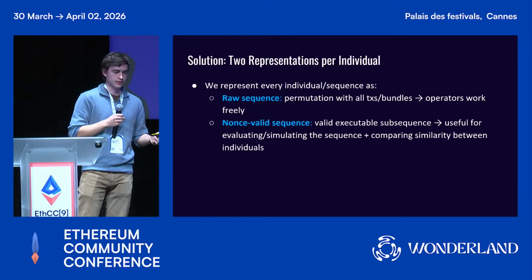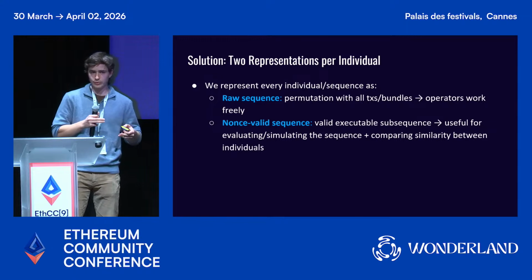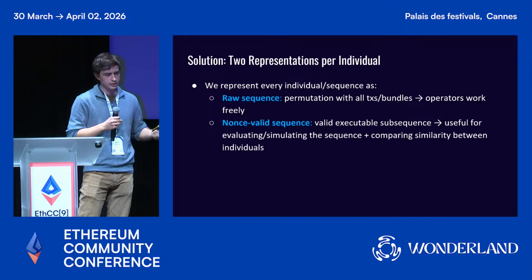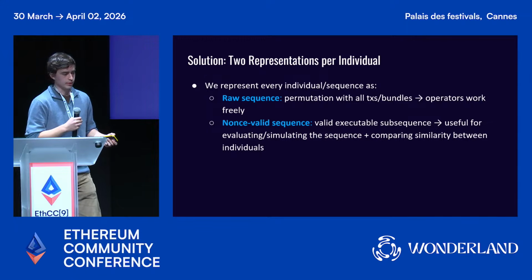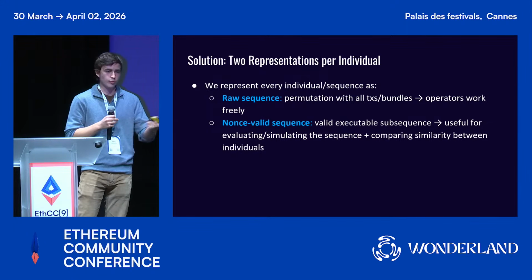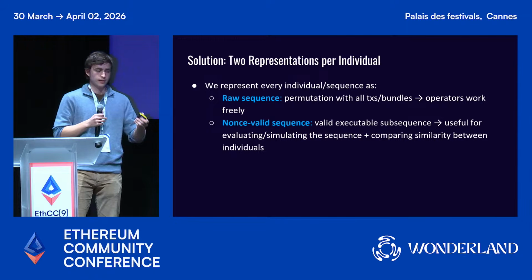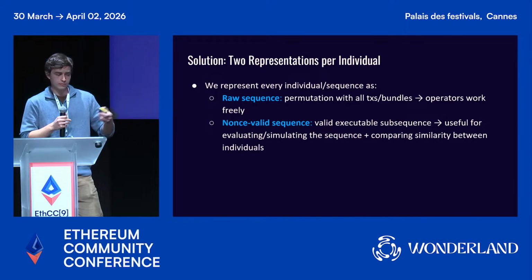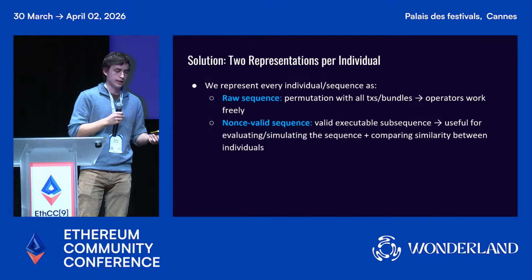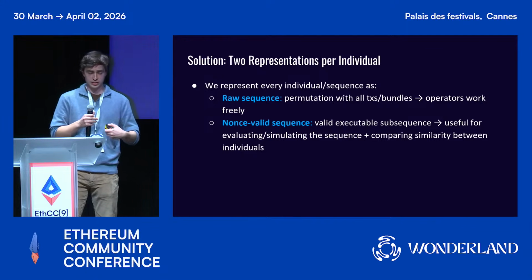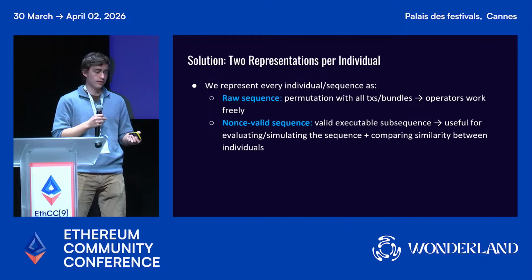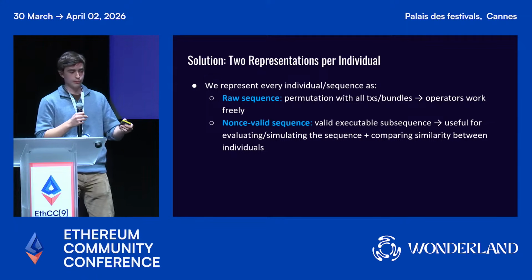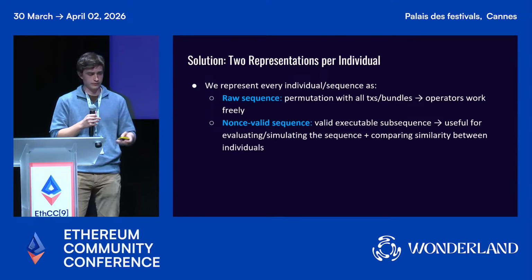Instead, the solution we have is for every individual, so this is like every candidate ordering that we have for this conflict group, we have two representations. The first one is this rule sequence, which we were just looking at. That's just some permutation of these transactions and bundles. And we're actually going to let crossover and mutation operate freely on these rule sequences. But then we apply a post-processing step to this rule sequence, and this is to make it nonce valid. And these nonce-valid sequences are what we're going to be using to actually simulate them to see how profitable they are. And it also lets us compare more accurately how similar two individuals in the population are, which is an important part of the genetic algorithm.